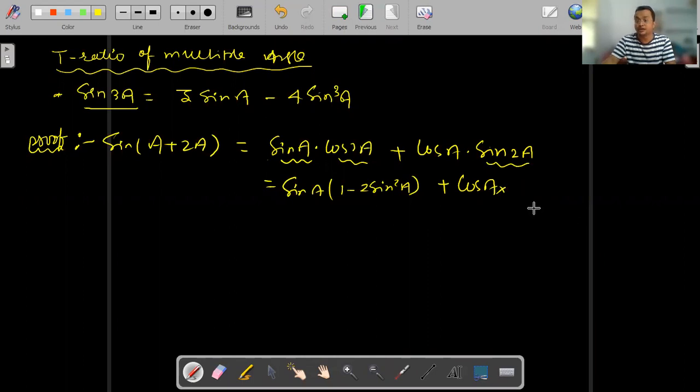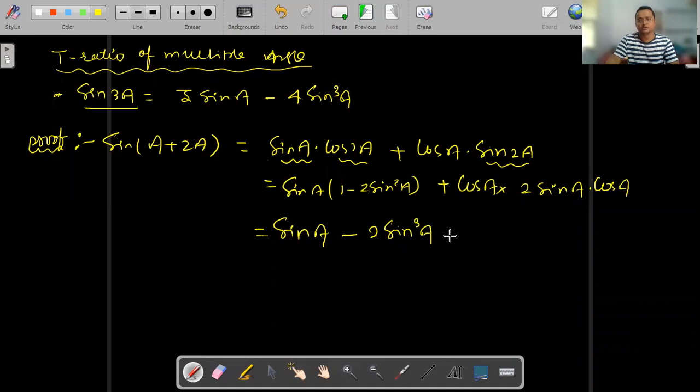Understood? T ratio of multiple angle, first formula only. So you can write 2 sine a into cos a. Clear or not? Okay. Now you just calculate, simplify. It means sine a, then 2 sine a, then after what we can do? Cos a and here cos a. So what we can write? 2 sine a.